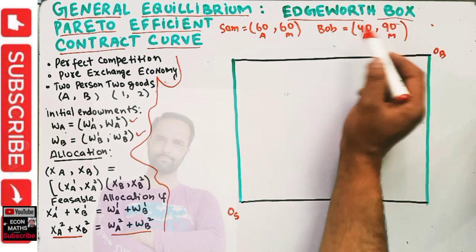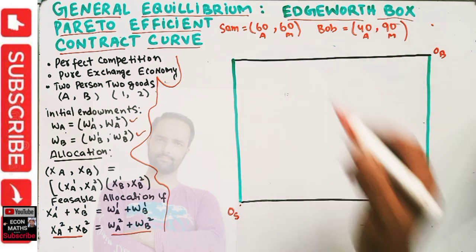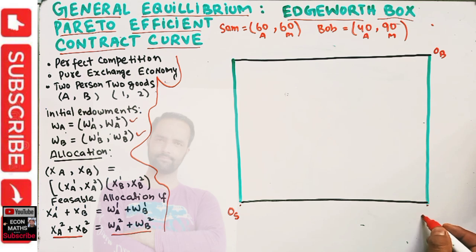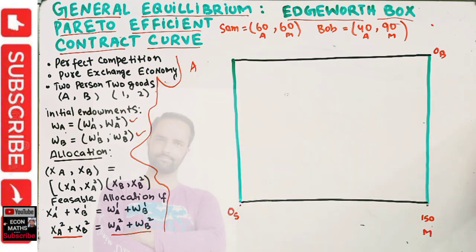60 plus 90, which comes out to be 150. Okay, if it is 0 up to this, it will be 150, because 90 plus 60 is 150. So we have 150 mangoes. Let me write it here, mangoes on this axis and apples on this axis. So this black line shows us the total endowment or total supply of mangoes, which is 150.